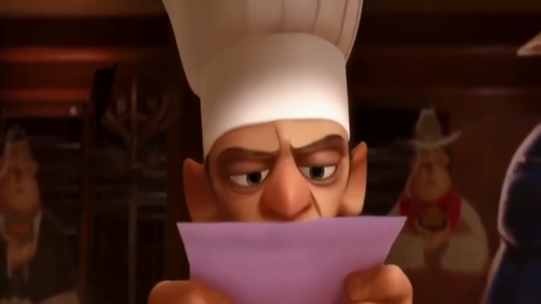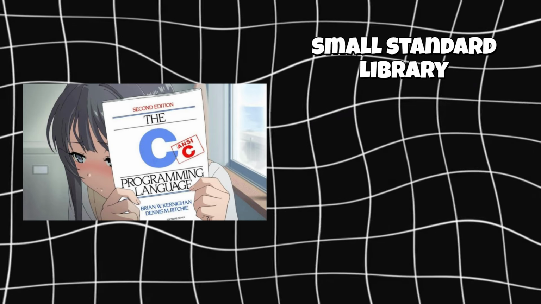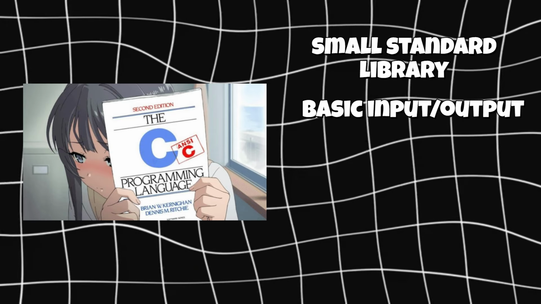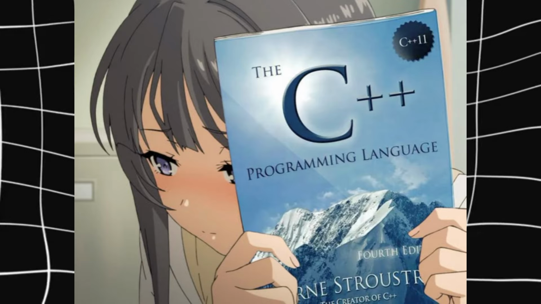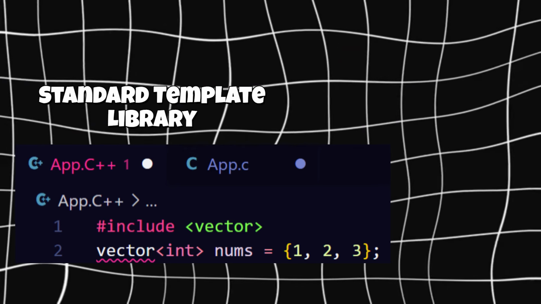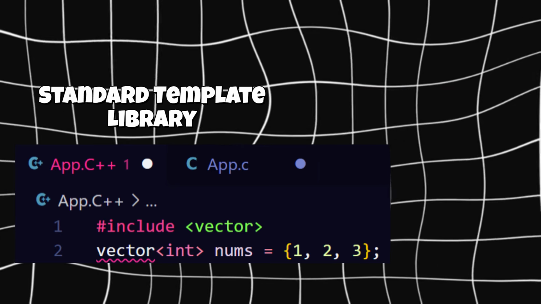Standard libraries. C has a small standard library for basic input, output, math, and strings. It is fast but limited. C++ includes the Standard Template Library, STL, with vectors, strings, maps, and more. It saves a lot of time and makes code more powerful and efficient.